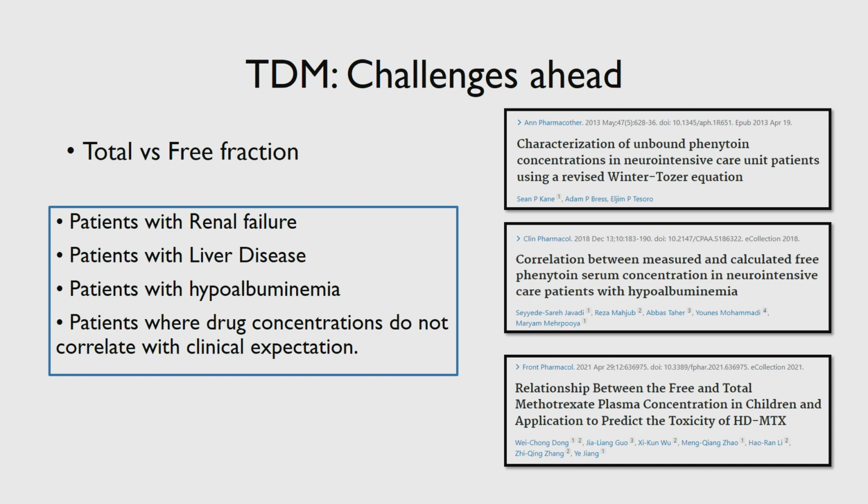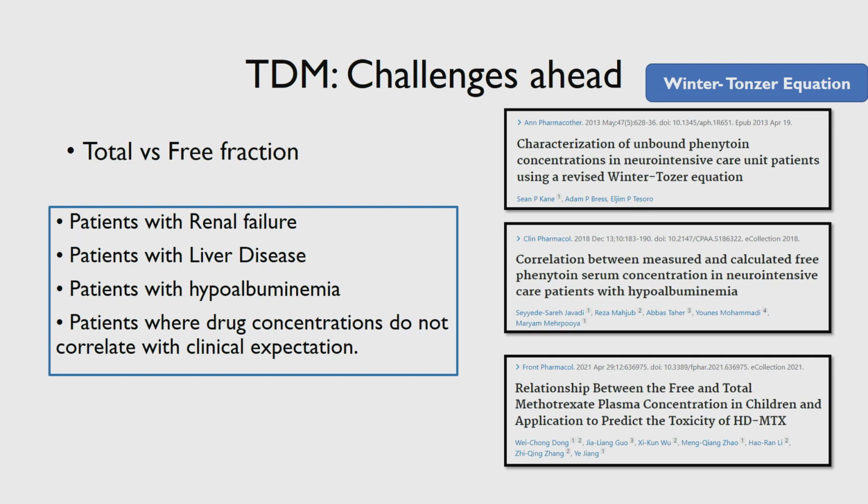In all these cases, the consensus is to go for the free fraction of a drug. But currently, we are not able to do free fractions on our platform. We are able to do only total fractions. And there are formulas, like the Winter-Tozer equation for phenytoin, which will help us to calculate the corrected drug levels in case of hypoalbuminemia. But still, consensus is not there on when to use it. It is not validated for different clinical scenarios.